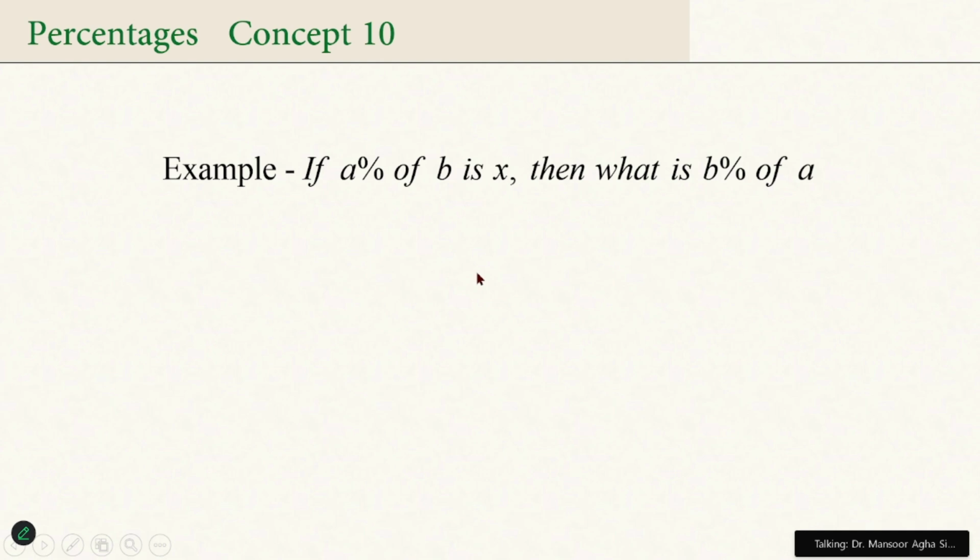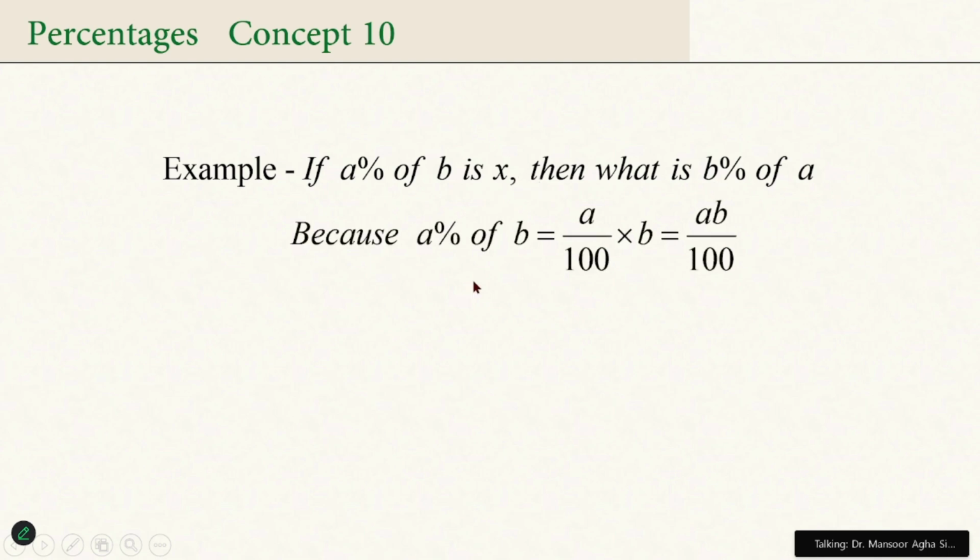Okay, this is a very important concept. It helps a lot. It is not asked, but it is part of solving questions. If A% of B is X, then what is B% of A? Let's understand this. A% of B means A upon 100 multiplied by B, which is equal to AB upon 100. Agree?